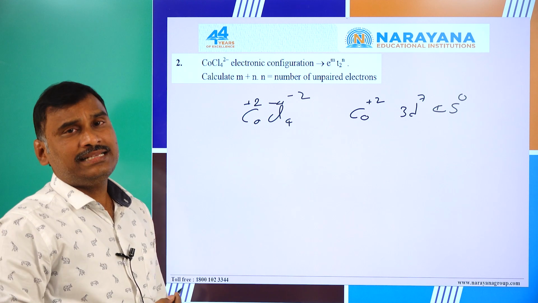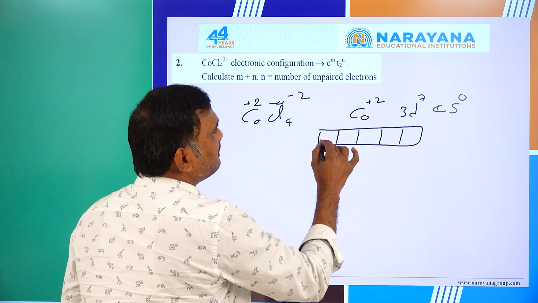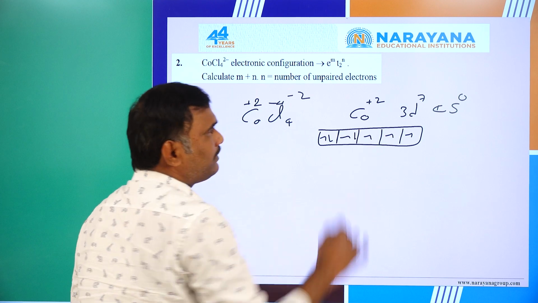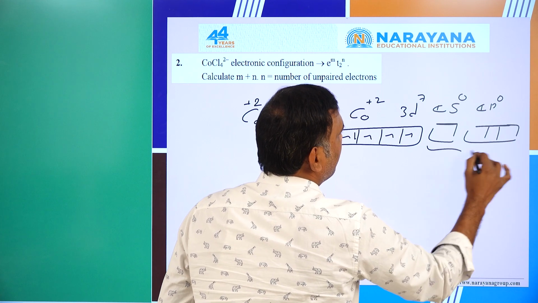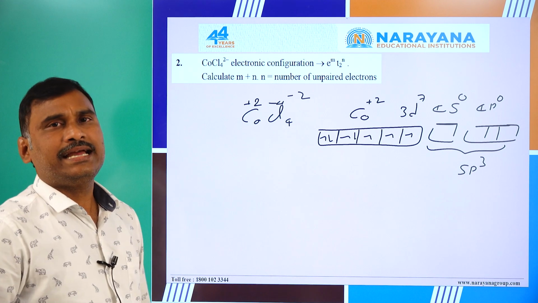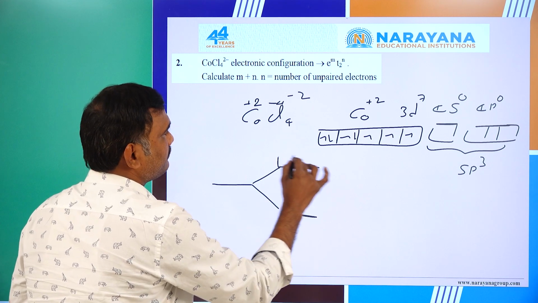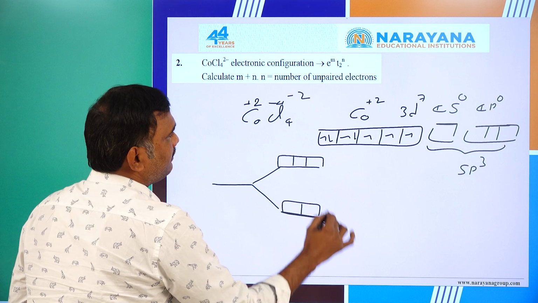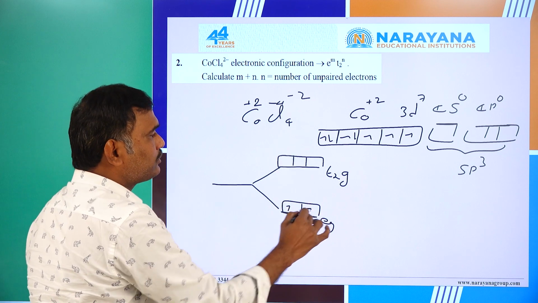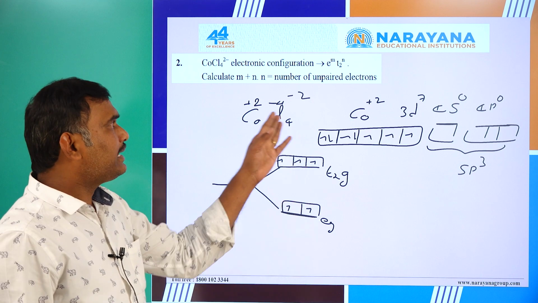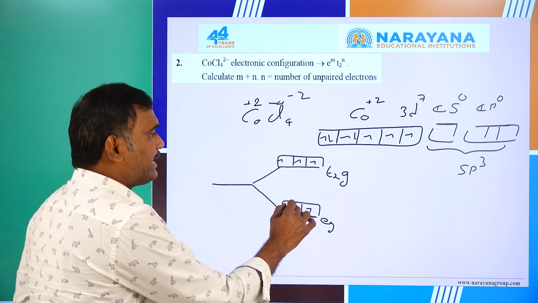Now here the given chloride is a weak field ligand, friends. Then the configuration becomes like this, and it should be sp3 hybridization. That means tetrahedral geometry. Whenever it is tetrahedral geometry, the crystal field splitting will be e and t2. The number of electrons is 1, 2, 3, 4, 5. Since chloride is a weak field ligand, electrons are filled first in e as well as t2, and later they get paired up.